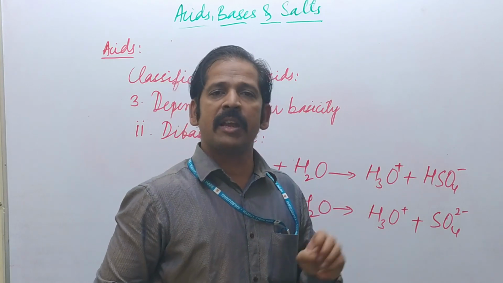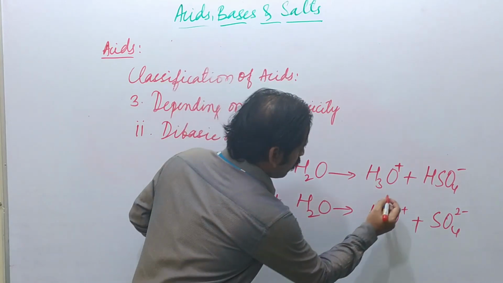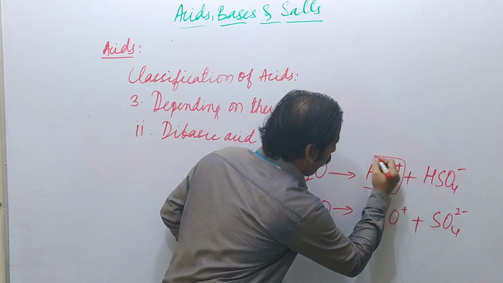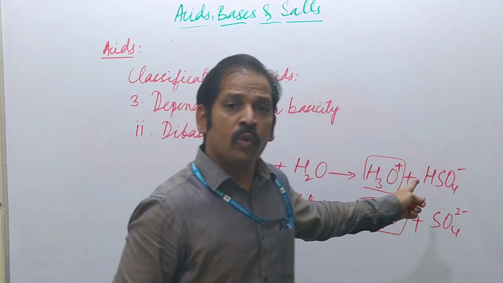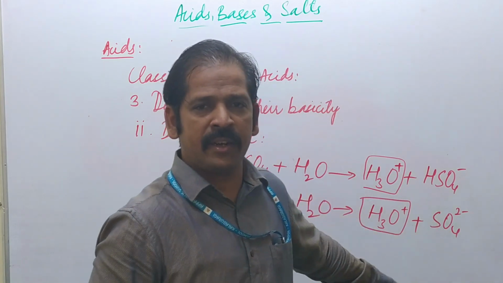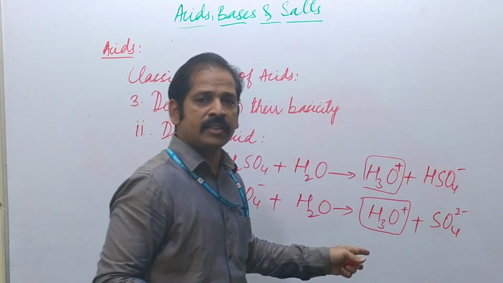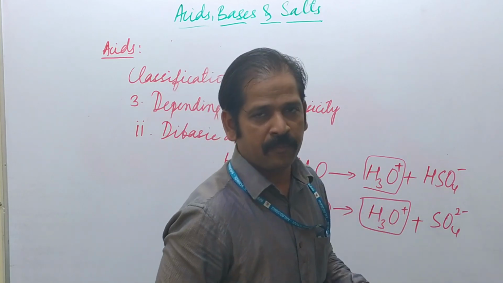Yes, from this H2SO4 we have got two hydronium ions. So it is called a dibasic acid. See here, we have got two hydronium ions from the sulfuric acid, so it is considered a dibasic acid.